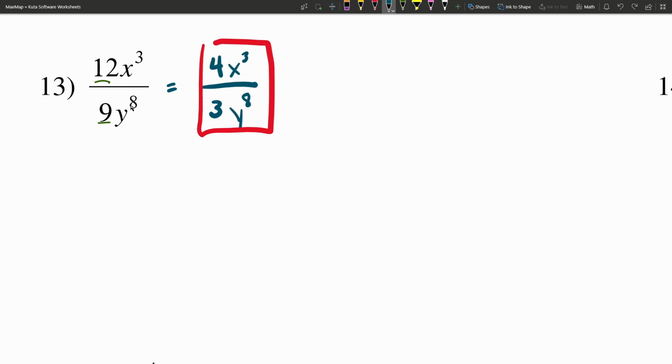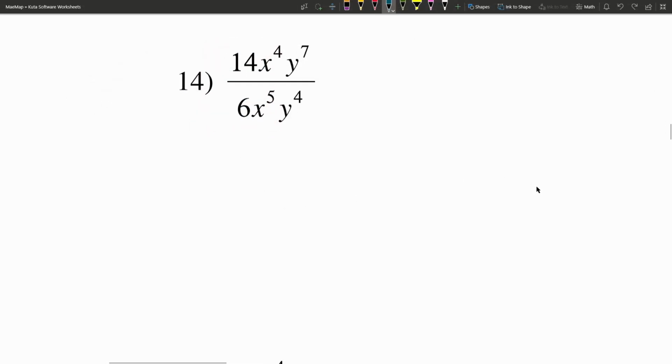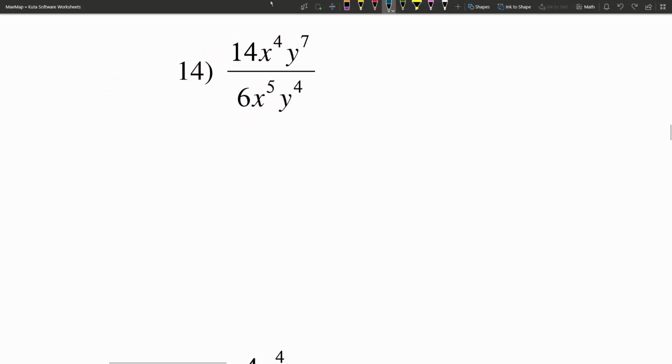Let's move on to number 14. In number 14, again, we have two variables, except now we have x in the numerator and denominator, so we'll be able to simplify that down. And we also have y in the numerator and denominator, so we'll be able to simplify that down. And also, we have those coefficients out in front, which both are divisible by 2. So 14 divided by 6, I'm going to write as 7 over 3 because 14 divided by 2 is 7 and 6 divided by 2 is 3.